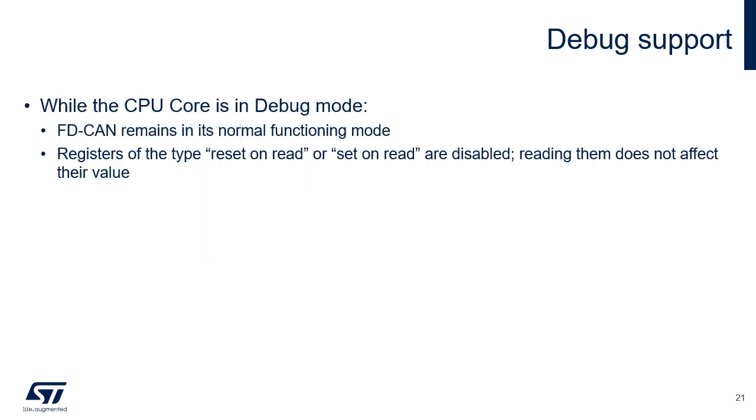While the CPU core is in debug mode, such as when it is stopped at a breakpoint, the FDCAN peripheral continues to function normally. This includes ongoing reception of messages, which can potentially lead to reception overrun errors if the RX FIFOs or buffers fill up. Furthermore, registers that are categorized as reset on read or set on read are disabled in this mode. This means that reading these registers will not affect their values.